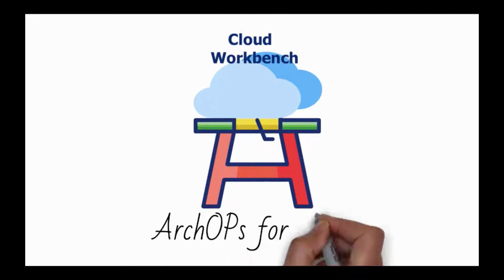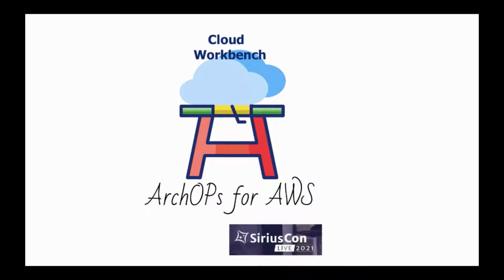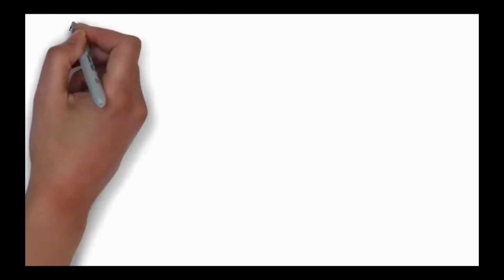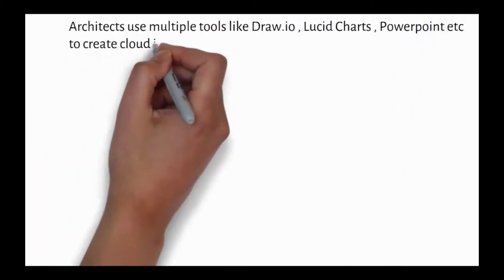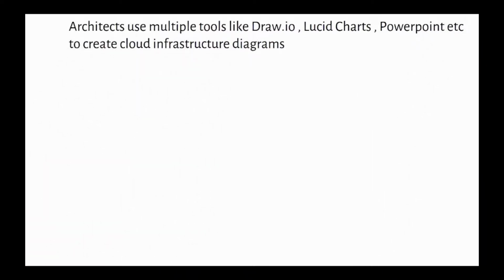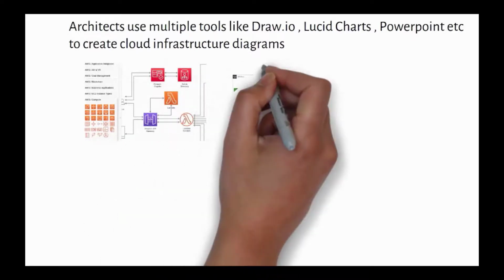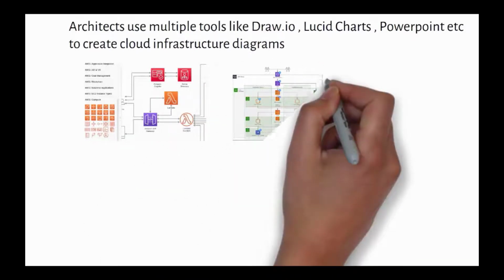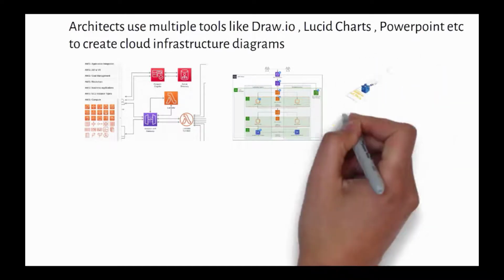In current days, the way software development is done, especially the way the cloud architects and the cloud engineers go about doing their jobs, there is a clear disconnect between the way they work. While on one hand, architects use multiple tools like Draw.io, Lucidchart, PowerPoint, and some of the Eclipse tools also to create the diagrams required for software deployment and the cloud deployment.